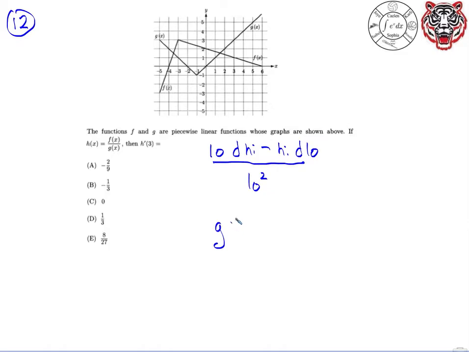What number are we subbing in? Yeah, 3. G of 3. Remember, G is on the bottom, G is low. And then what is D high? D high of f is f prime. So f prime of 3. Yeah, we're just going to write it out until we see it. Minus high.